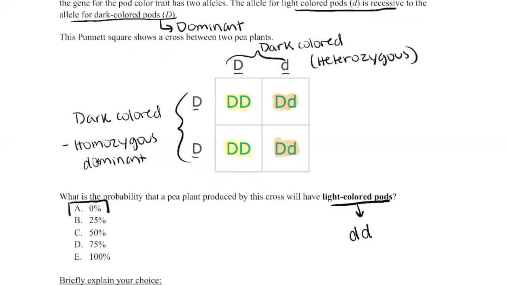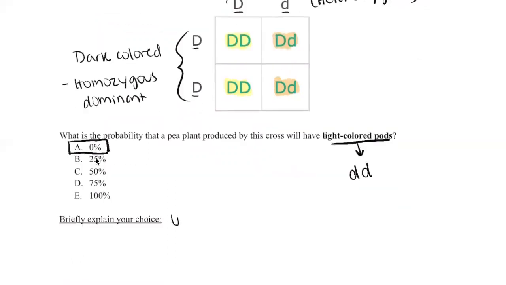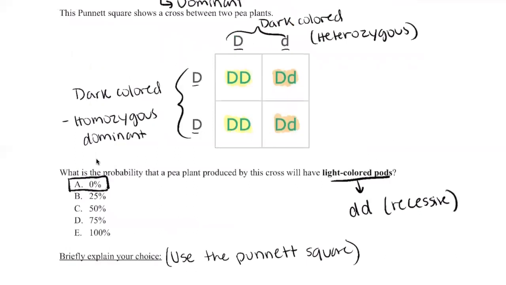Once again, it is 0. And you can see this by explaining using the Punnett square. We do not have this. So light-colored pods, this is recessive, and based on our two parents, there's no possibility where we would get one of the children, or one of the possibilities being light-colored in any way. All of these possibilities represent dark-colored pods.